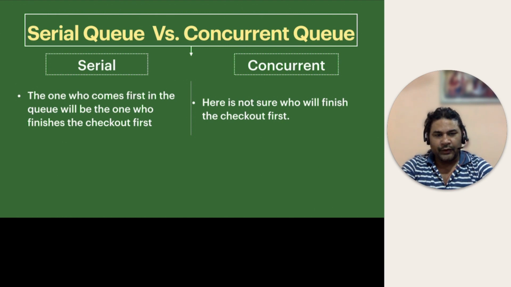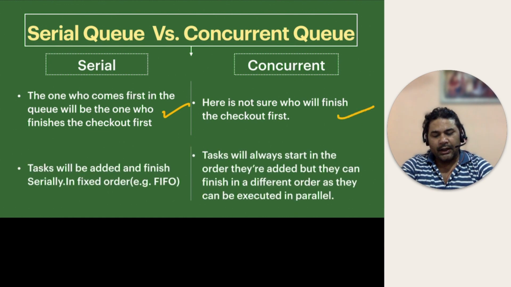The one who comes first in the queue will be the one who finishes the checkout first. So we know that in FIFO, whoever comes first in the queue will finish the checkout first. Serial follows the FIFO order, and in concurrent, it's not certain who will finish the checkout first. So here we are not following the FIFO order. Tasks will be added and finished serially in a fixed FIFO order.